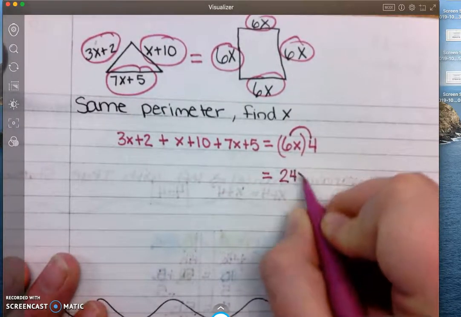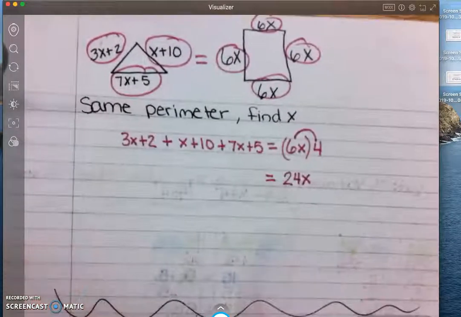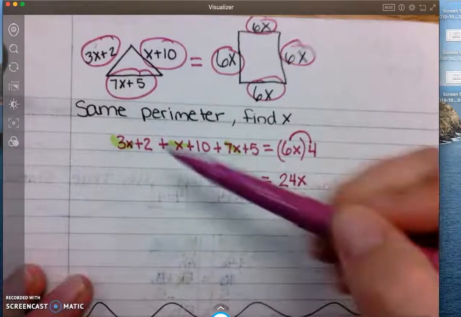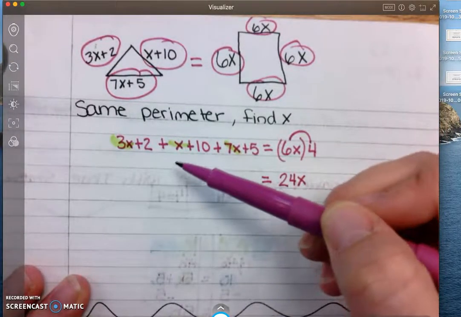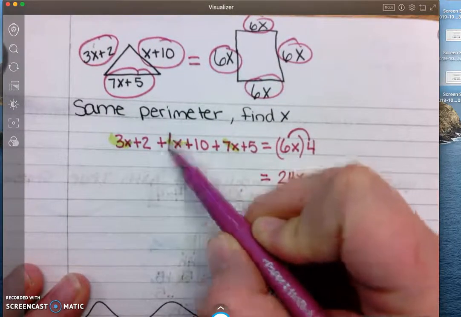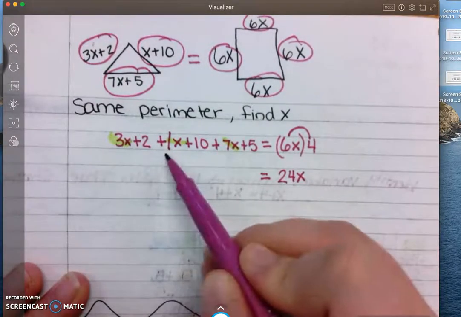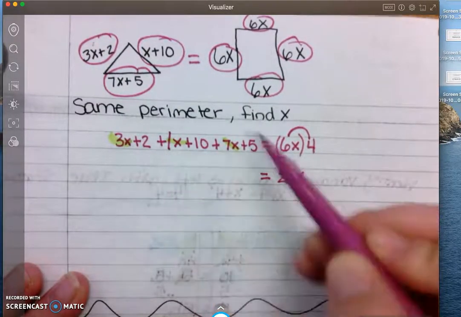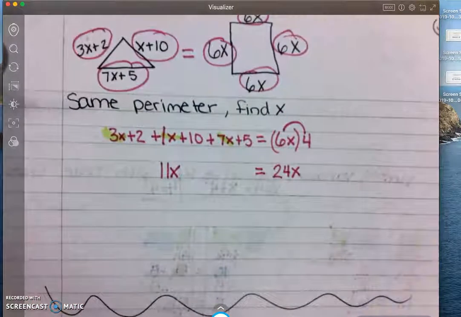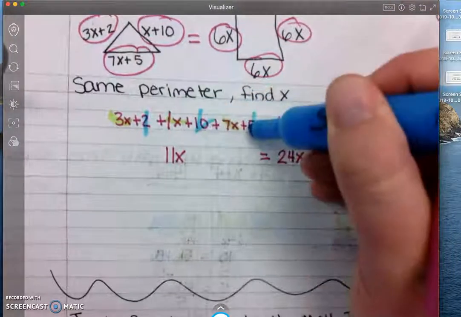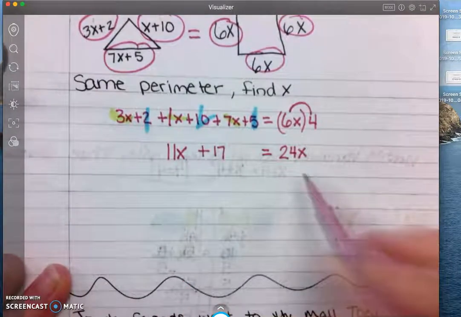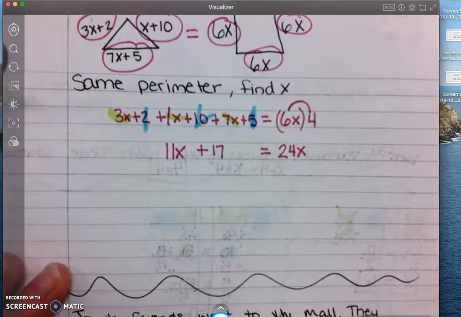So what is 6x times 4? It's 24x. And then over here, look for all your variable terms. This is important. This x, Brayden, what does the x have in front of it? A 1. So I have 3x plus 1x, that is 4x, plus 7x is 11x. Then I'm going to look for all my just numbers. So 2 plus 10 plus 5, which is 17. So 11x plus 17 equals 24x.